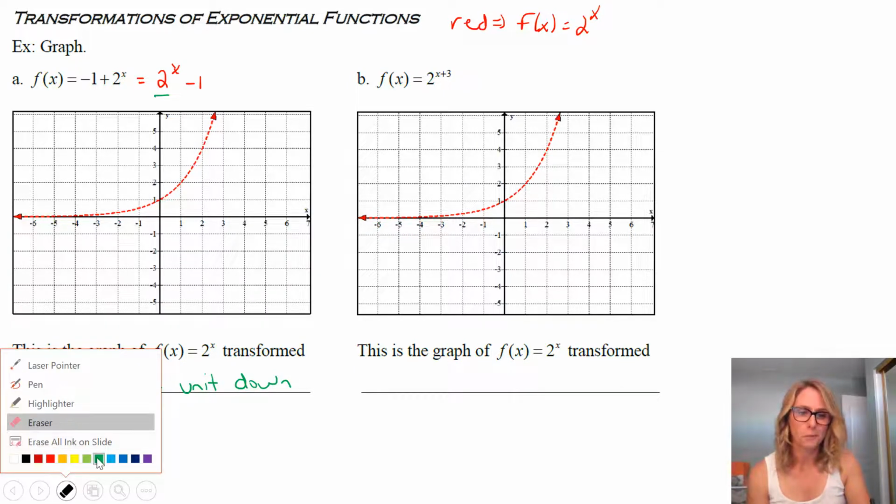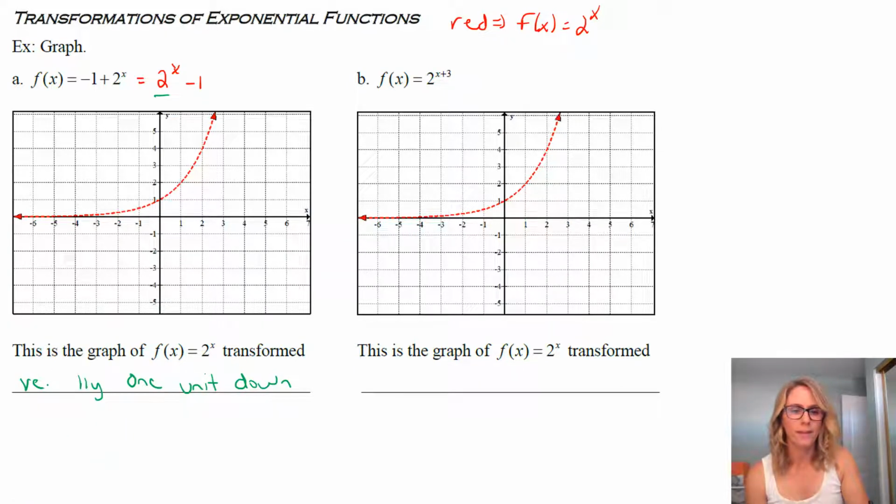So all we're going to do is take not every single point, because that would take forever, but some of our most obvious points, or points that we can recognize easily. And we're just going to move them down 1 unit. So we had the point (0, 1). We're going to move that to (0, 0). We have (1, 2). We'll move it to (1, 1). We have (2, 4). Now we'll have (2, 3). So notice every point is just going down 1 unit. That's all that's happening.